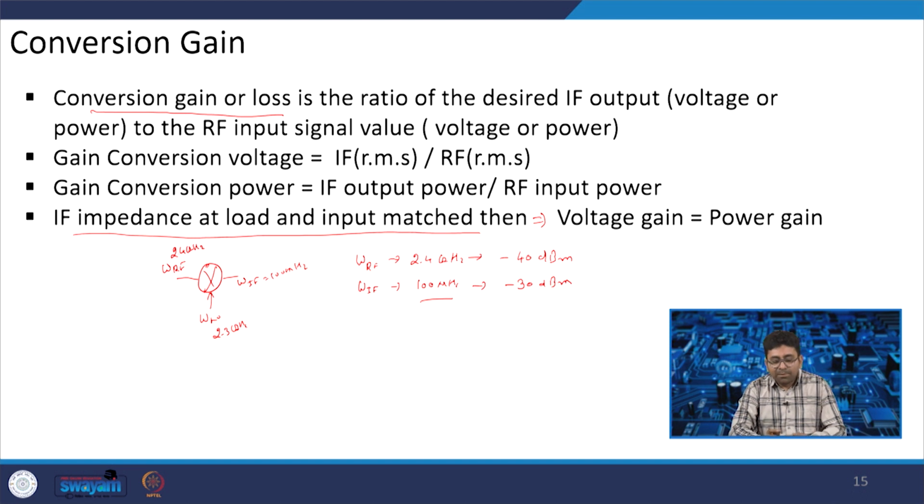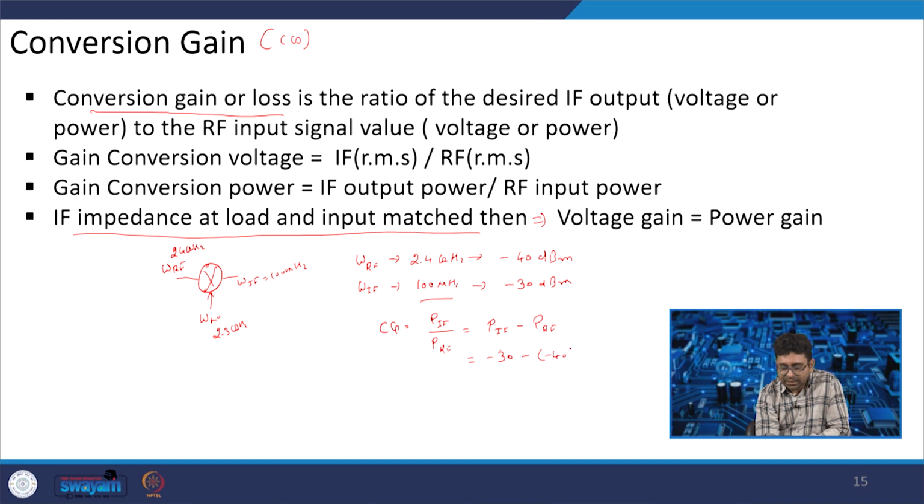Then what is your conversion gain? Because two different frequencies are involved, the RF frequency and the IF frequency, we consider the conversion gain, denoted by Cg, which is equal to the power at IF divided by the power at RF. We can write in dB: PIF minus PRF, which is minus 30 minus minus 40. So we will get 10 dB. So the conversion gain is 10 dB.